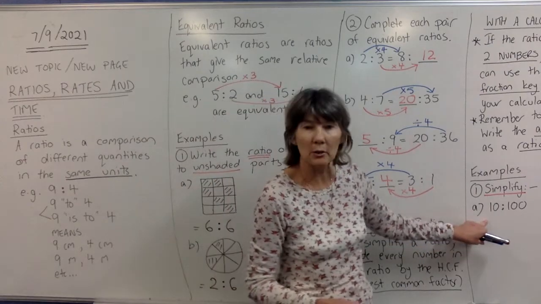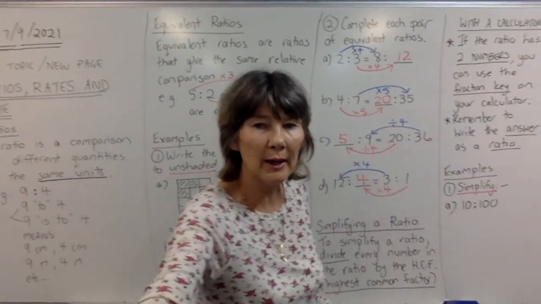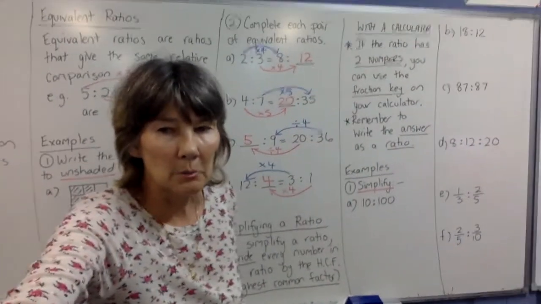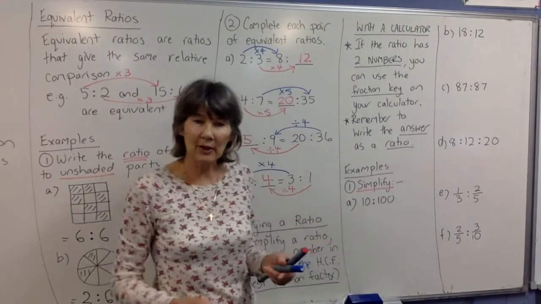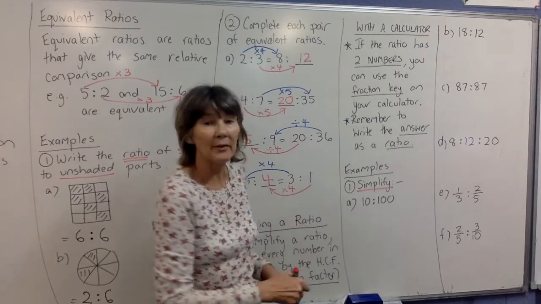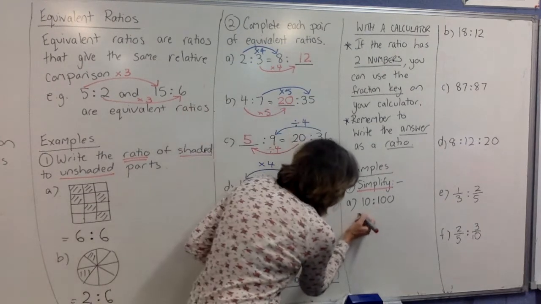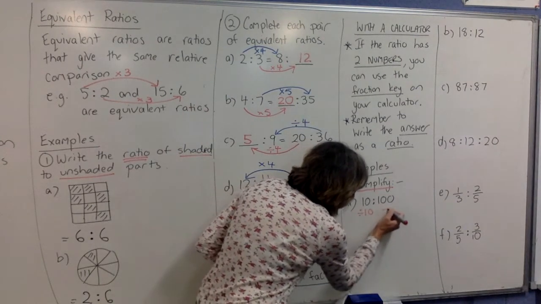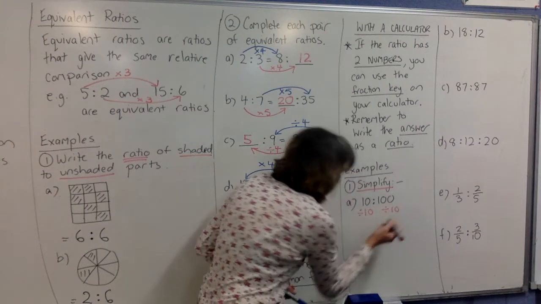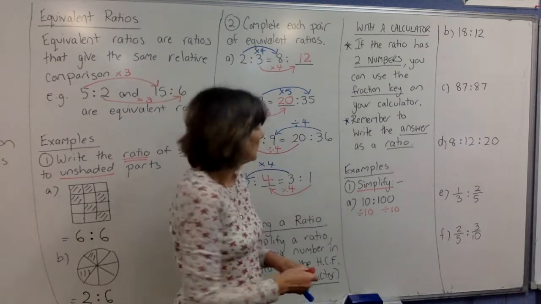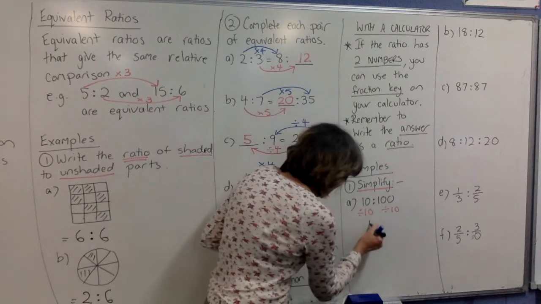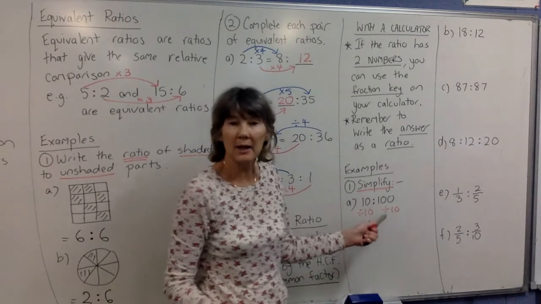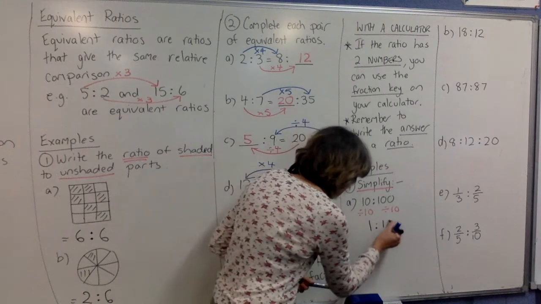So if I was doing this question over here, I'm simplifying. Let's just move over here a bit. So I'm looking for a number that divides evenly into 10 and 100, and that would be 10. So I'm going to write under here, divide by 10, divide by 10. And you can use your calculator to do these divisions. So 10 divided by 10 gives you 1. And 100 divided by 10 gives you 10.